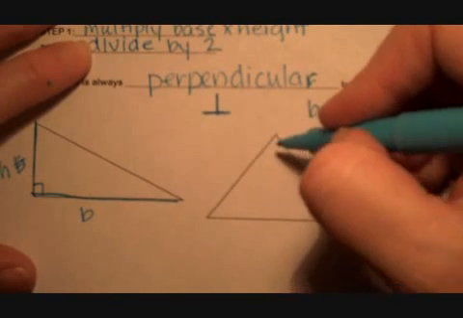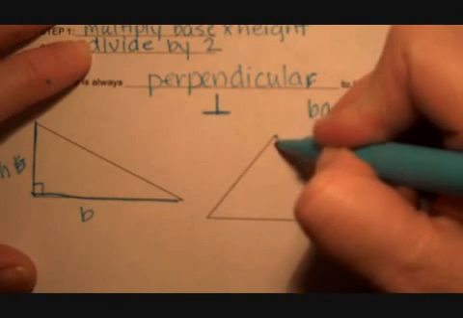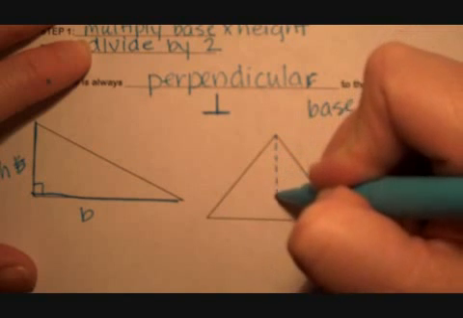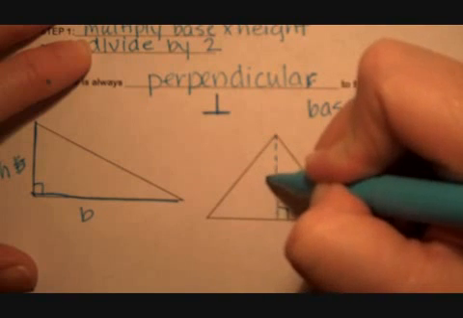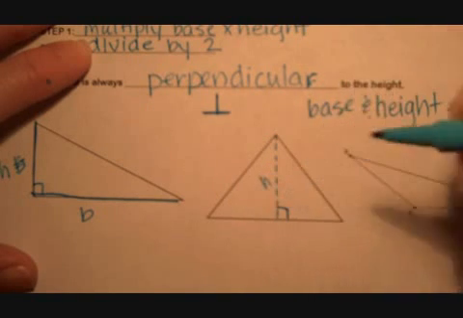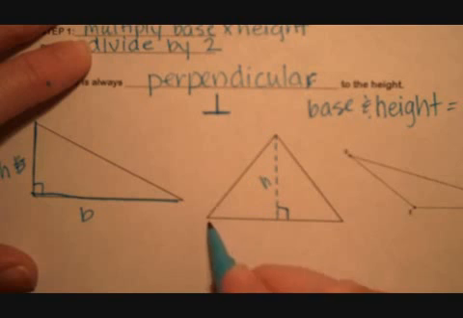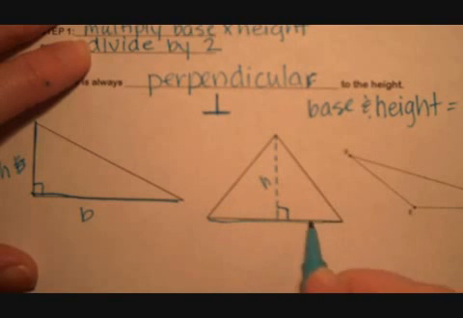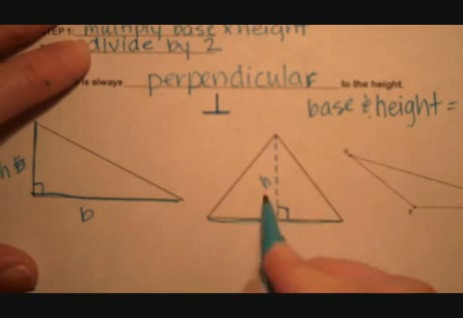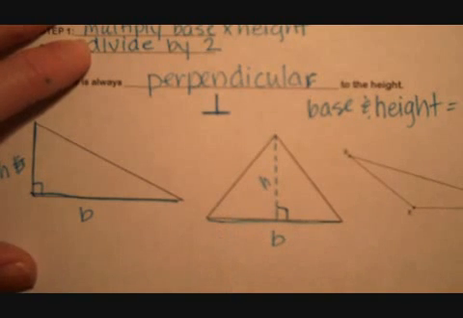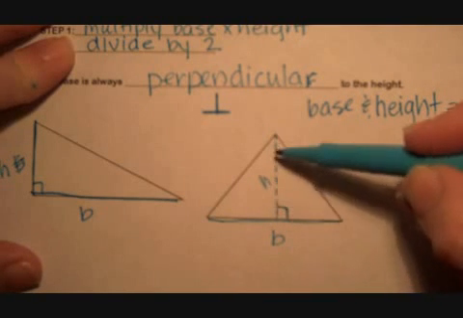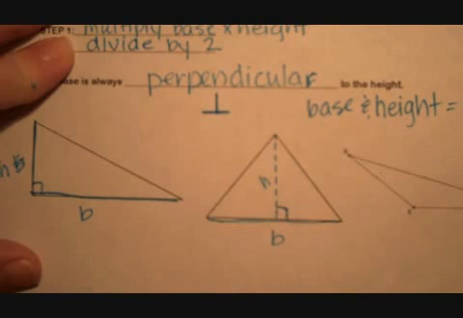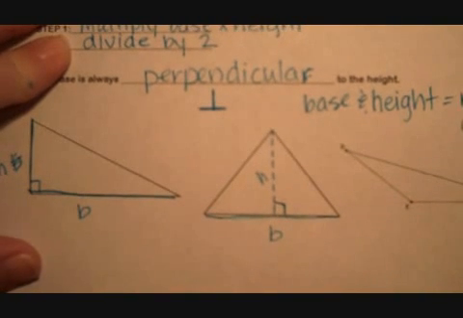So we drop a line from our tip straight down, and that forms a 90-degree angle. This measurement right there is our height, and this measurement right here, the entire thing, is our base. So you have to be able to find your height in the triangle, which is the difficult part of the triangles. You have to know where to drop that point down. Remember, you're always wanting to form a right angle.